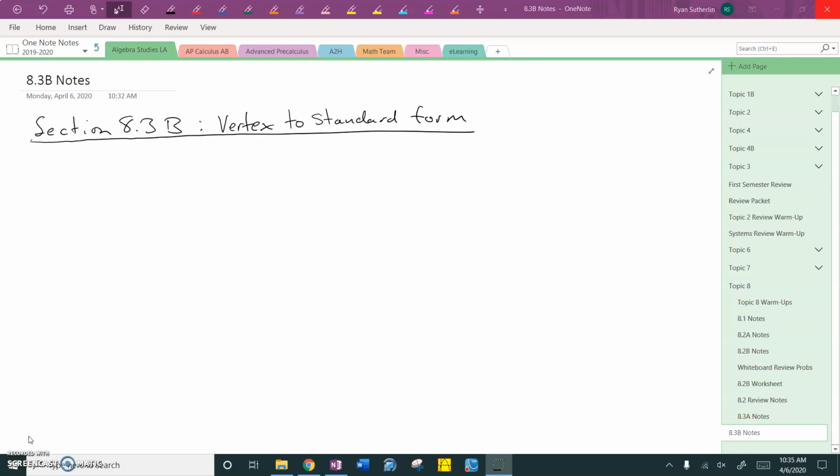Today what we're going to learn is a little bit about the connection between the two forms of the quadratic equations that we've worked with this year so far. So let's do two review problems.